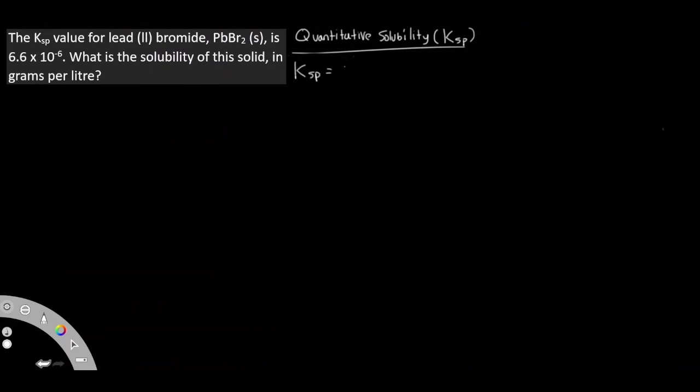As you can see, the Ksp has already been given to us. Okay, so the Ksp here is going to be 6.6 times 10 to the negative 6. Oh, dang. So now we got to find the x value, right? Because now it's asking for us to find the solubility of that particular solid. Okay, in this case, our compound is lead 2 bromide. So first of all, they're asking for it to be in grams per liter. Let's just first do like how we always do in moles per liter, and then at the very end we can change it to grams per liter.